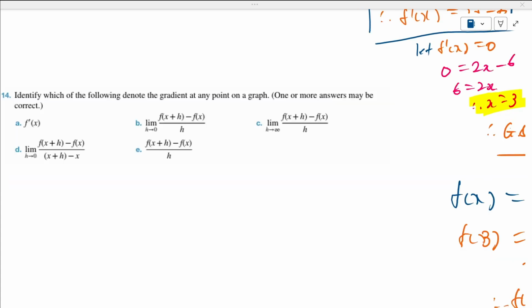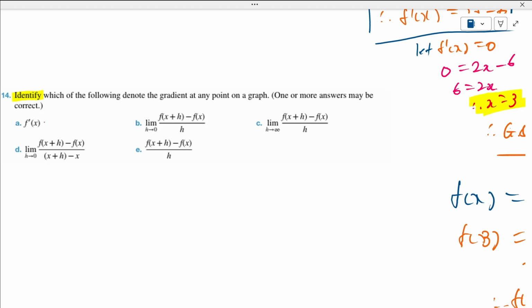Okay, so to quickly revise what we've just learned, let's go through this question quickly. Identify which of the following denote the gradient at any point on a graph. One or more answers may be correct. Okay, I'll give you 5 seconds to think about it. If you need more time, just pause the video. 5, 4, 3, 2, 1. Okay, let's go through it.